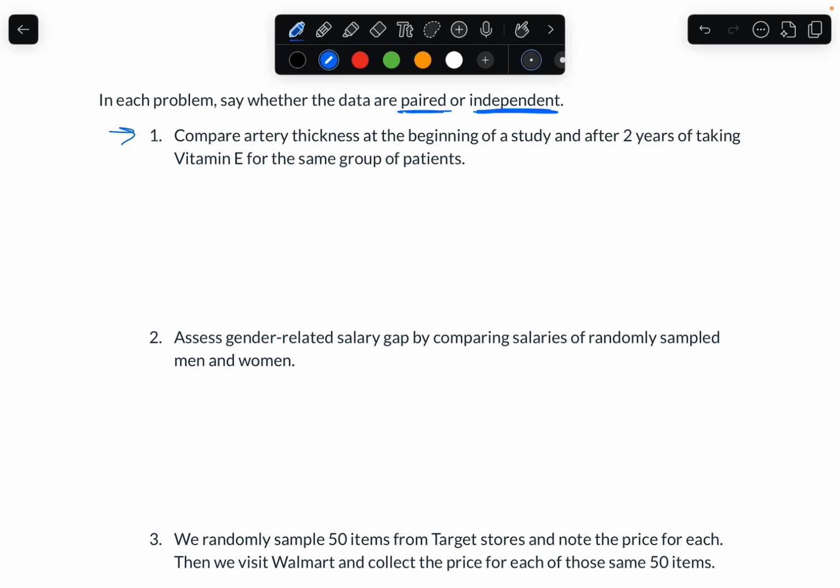Example 1 says compare the artery thickness at the beginning of a study and after 2 years of taking vitamin E for the same group of patients. Now it turns out this last part, the same group of patients, matters a great deal for me. I think it really helps to imagine what this data would look like, how it might be presented. We have before data at the beginning of our study, before taking the vitamin, and then your after data after the 2 years.